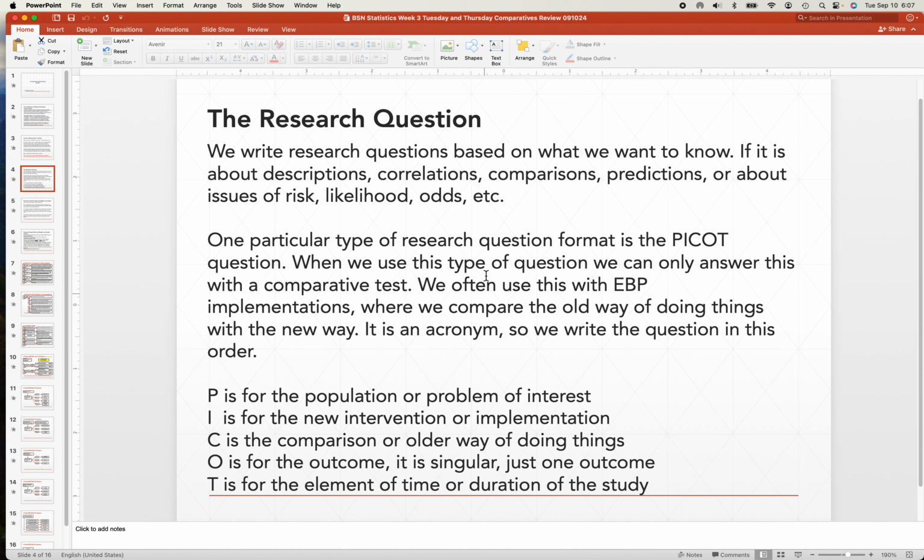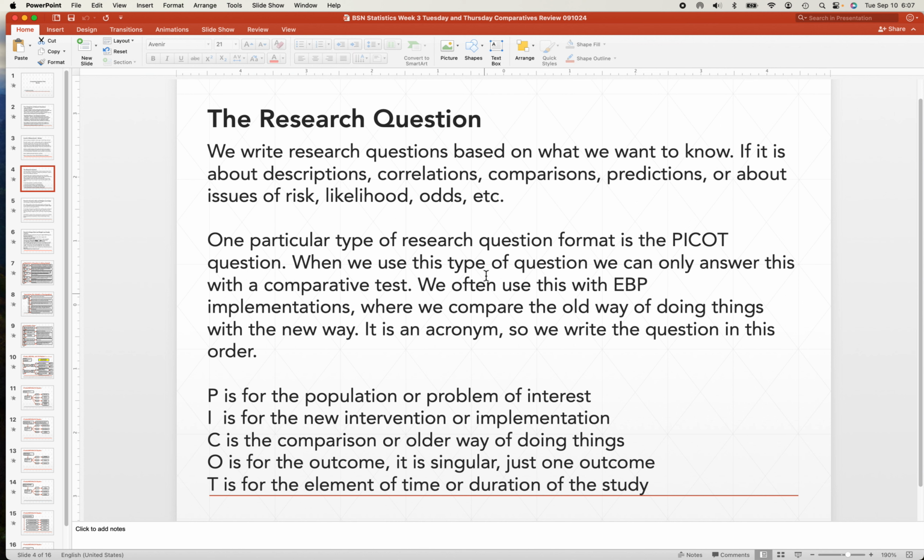So PICO is an acronym for the elements in this type of question, and it's called PICO because we actually write the question in this order. P is the population or problem of interest. Sometimes it's both. I is the new intervention, what we're doing. C is the comparison, the older way of doing things. And by the way, by default, the I and the C are two conditions within an independent variable. So when we have a PICO question, we don't really see the independent variable per se written in it. What we do see are the two groups that we are comparing.